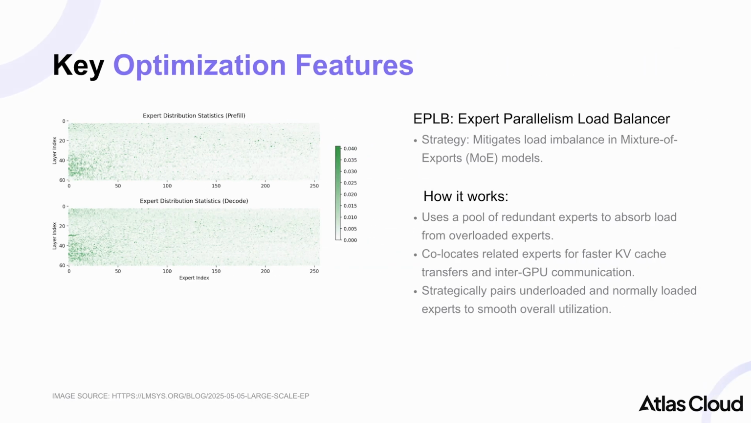Key optimization. Now we turn to another important optimization, the Expert Parallelism Load Balancer, or EPLB. The primary strategy behind EPLB is to address and mitigate load imbalance. This is particularly crucial when working with mixture of experts models, or MoE models, which frequently face imbalanced loads across each expert. One core element is its use of a pool of redundant experts.